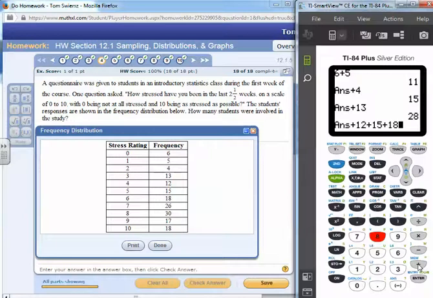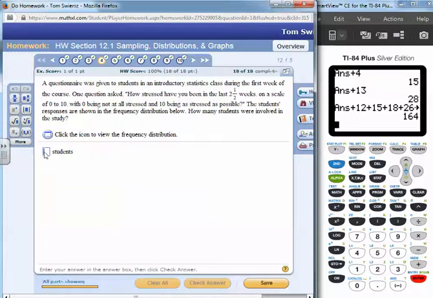18, 26, 30, 17, and 18, to give us a total of 164 students, okay? Again, we added up all the frequencies and got a total of 164.